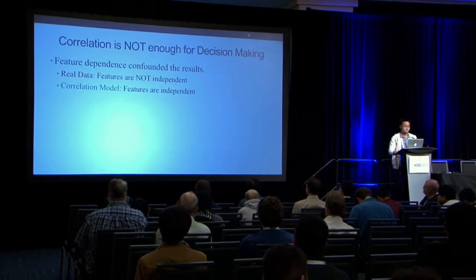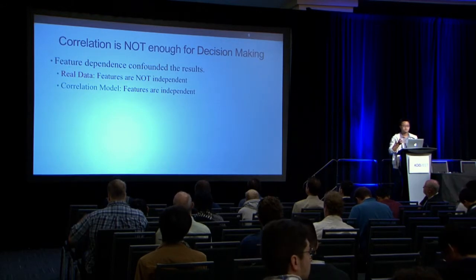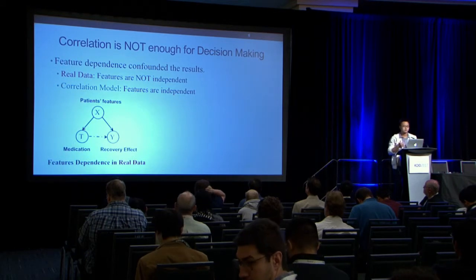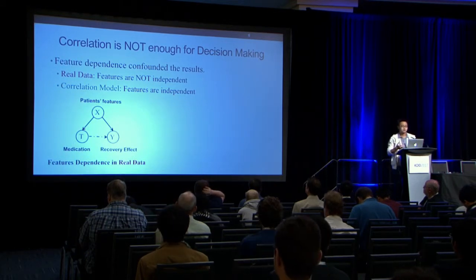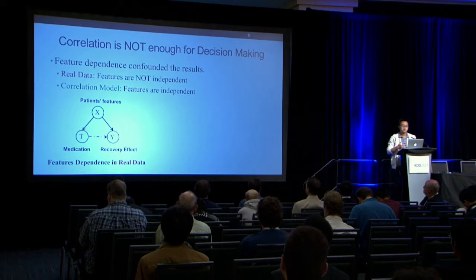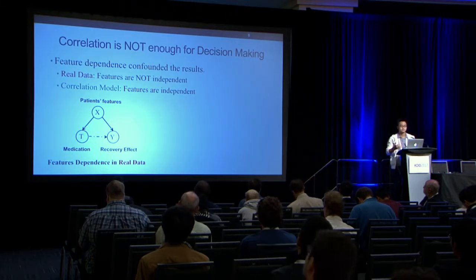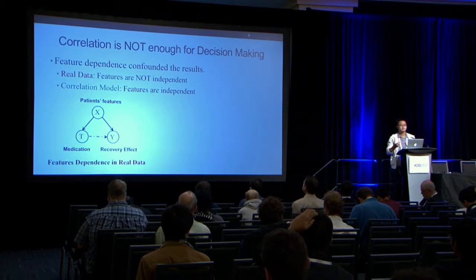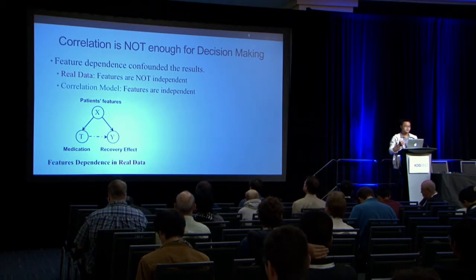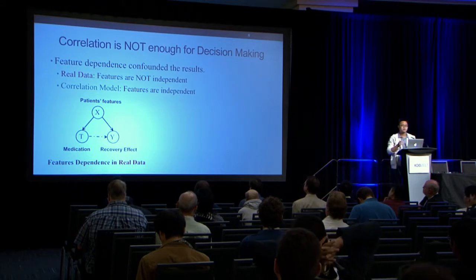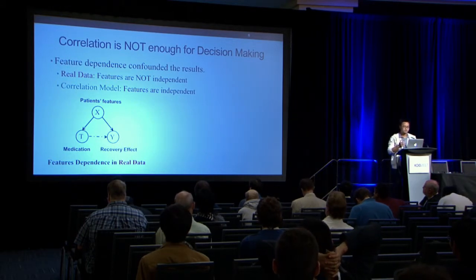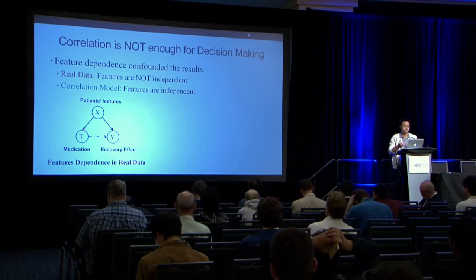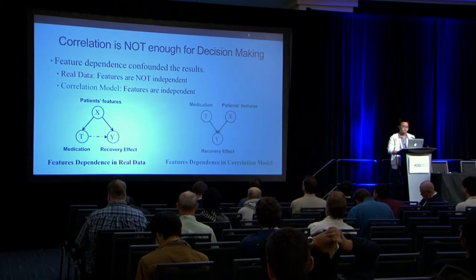The main reason is the feature dependence in the data. As we all know, in real data, the patient features such as age or gender or other features could affect the choice of a medication. That is, the medication is not independent of the patient features in real data. But the correlation model simply assumes the choice of medication and the patient features are independent, ignoring the feature dependence in data, like this.